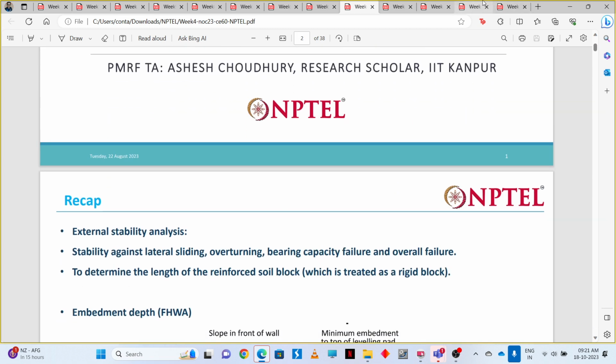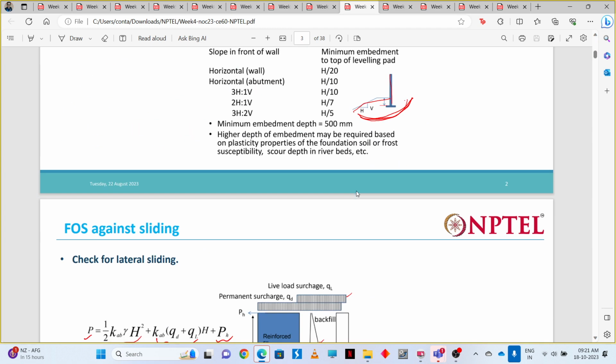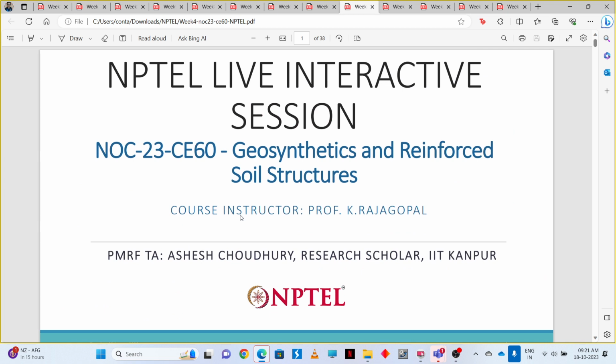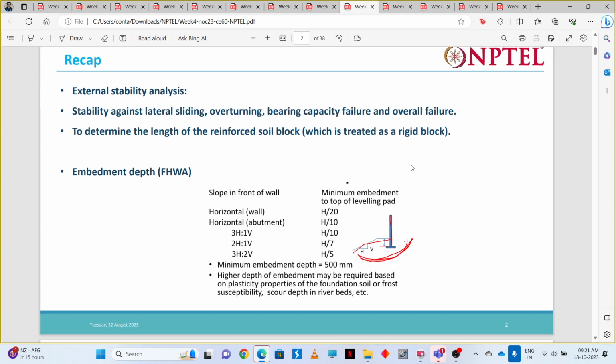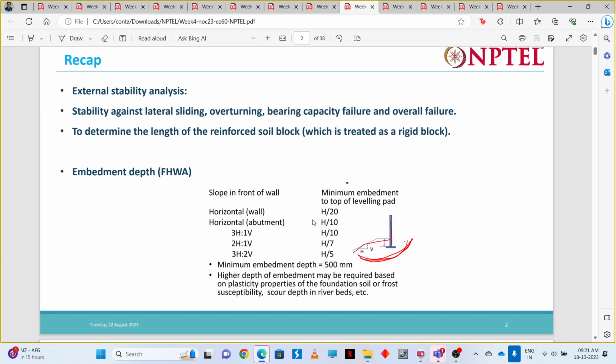Okay, so this one is the fourth week. In the fourth week, we actually started how to design a reinforced soil wall. To design a reinforced soil wall, there are some stabilities that we need to ensure. So what are the stabilities? One is the external stability and one is the internal stability.